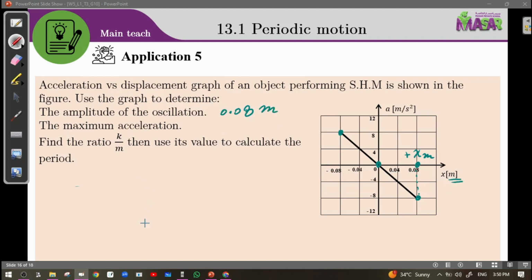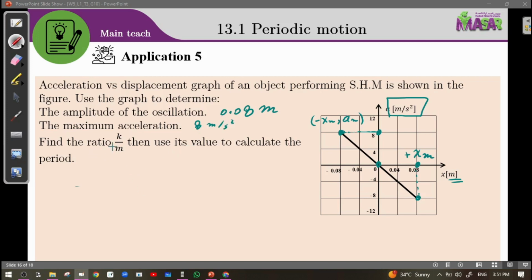What about the maximum acceleration? We know that the other extreme point is associated with the minus X max and plus A max. So if we project this point along the vertical, we will have information about the A max. Now the A max here, according to this coordinate, is 8, and the unit is meter per second squared. So 8 meters per second squared. This is the A max.